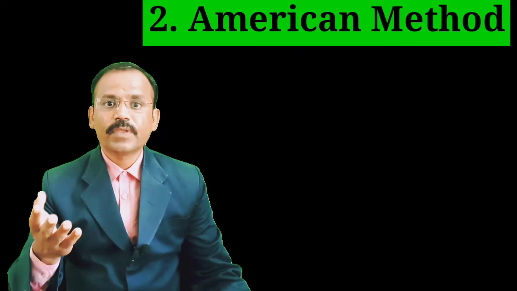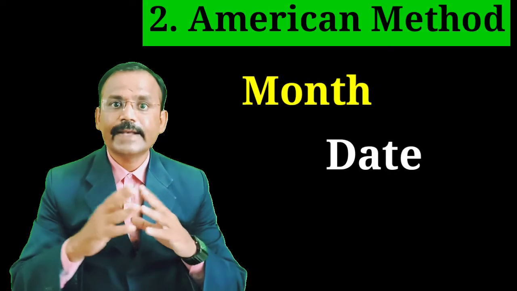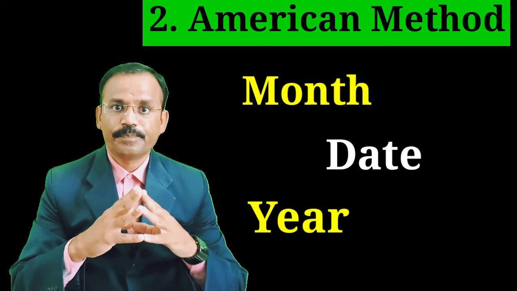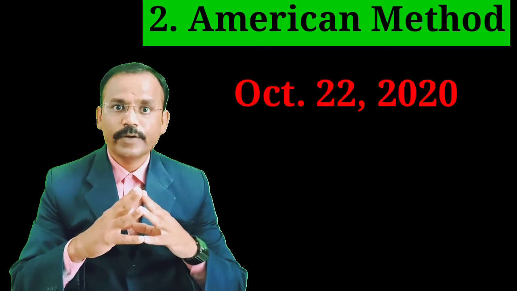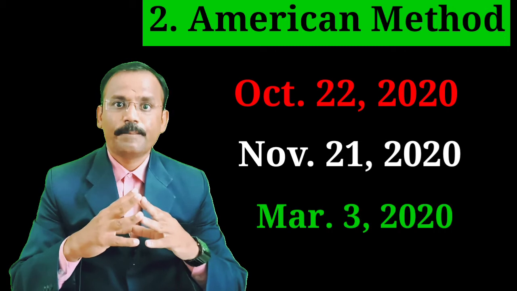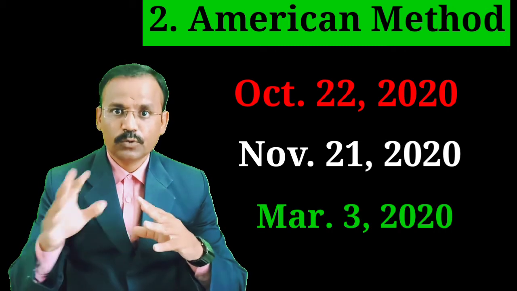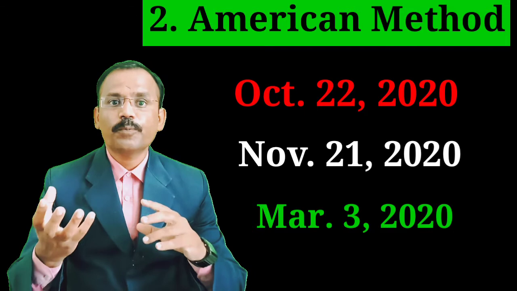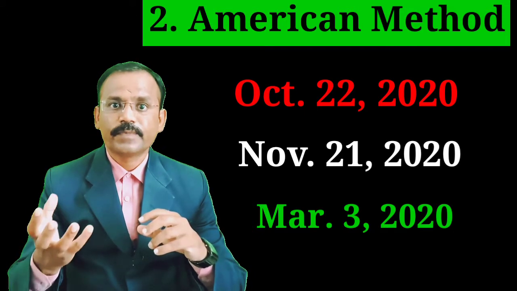In American method, first month is written, then date is written, and then year is written. For example, October 22nd, 2020, November 21st, 2020, March 3rd, 2020. Here also, the month is written in the form of word and not figure. The date is written in the form of figure and then year is written. Once again, short forms of the months like Mar, Feb, Jan are written here in American method.